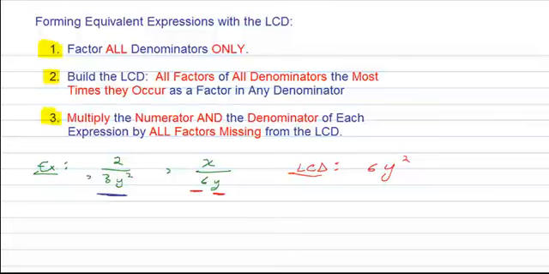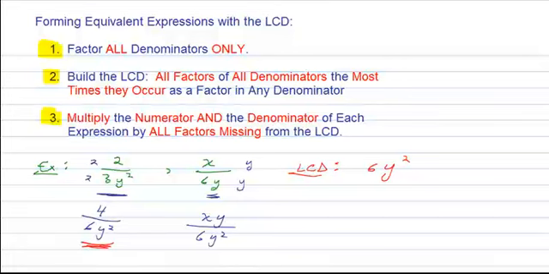So I'm going to multiply the numerator and denominator by 2. And I wind up with 4 over 6y squared. In the second denominator, we have the 6. We have a factor of y, but we're missing the other factor of y. So I need to multiply the numerator and denominator by y. So I'm left with xy over 6y squared. Now my expressions have the same denominator. Now I could add them or subtract them.